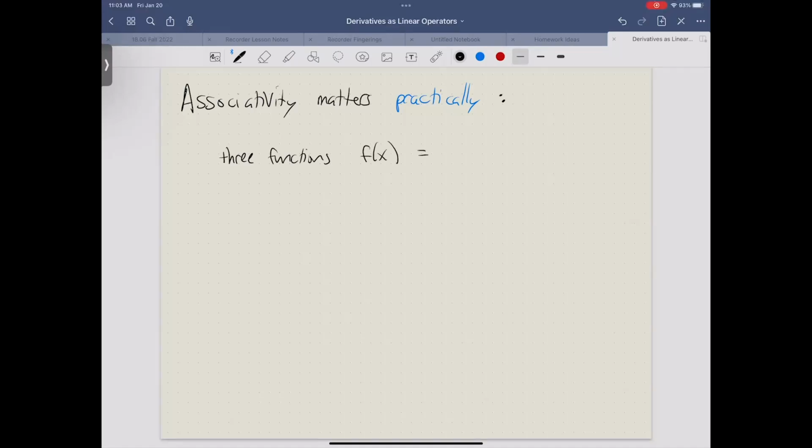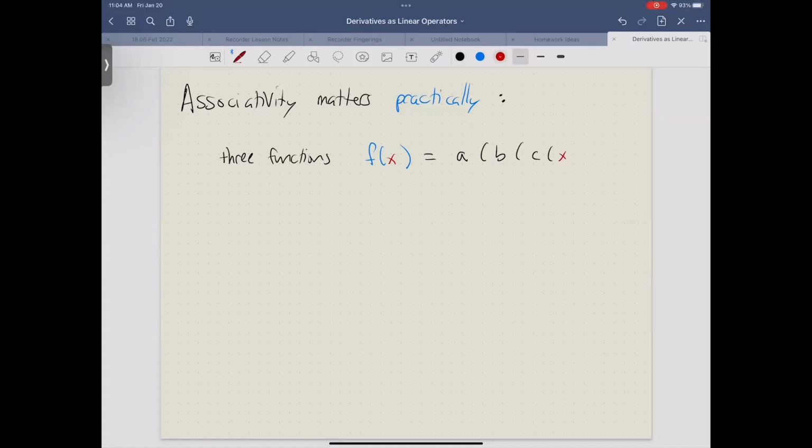equals, let's see, should I still try it in blue? Let's see, f of x equals, let's see, I'm running out of letters. G, H, what letter should I use? A. Well, no, let's use ABC. A of B of C of X.